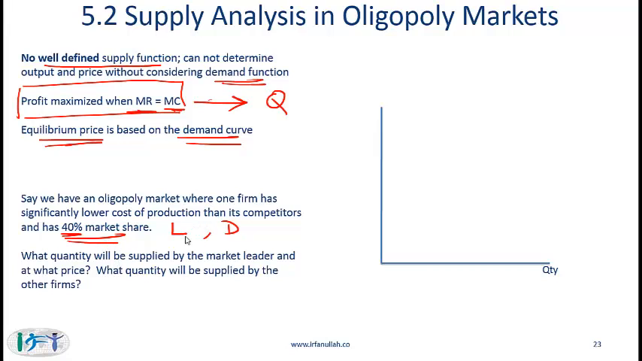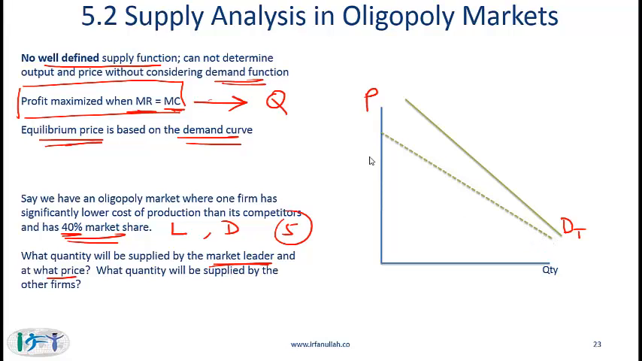In this particular market, we have the dominant firm and let's say that we have 5 other players. The question now is what quantity will be supplied by the market leader or the dominant firm and at what price, and then what quantity will be supplied by the other firms. Let's say that we have price on the y-axis, quantity on the x-axis, and say this is the total demand curve, the demand curve for the overall industry. What about the demand curve for the leader? This dashed line is the demand curve for the dominant firm or the leader.